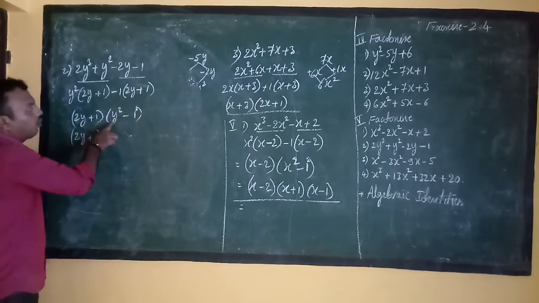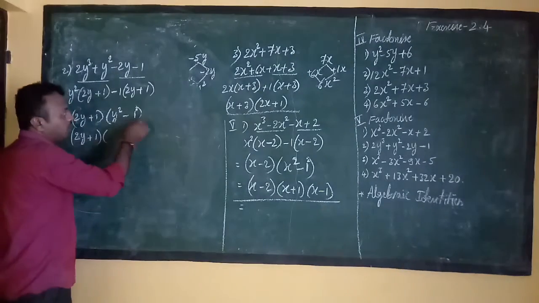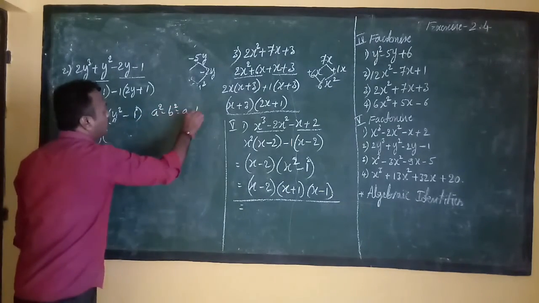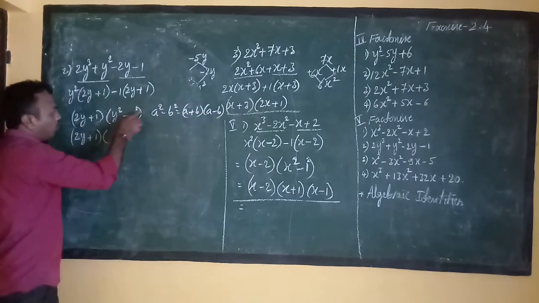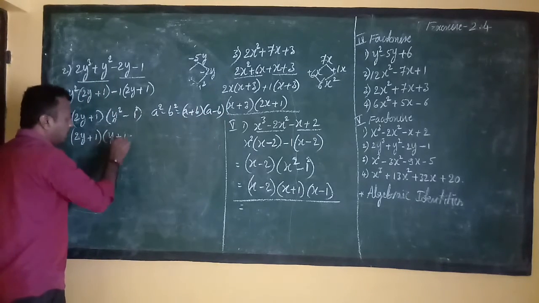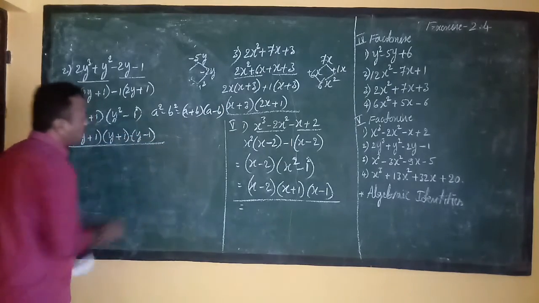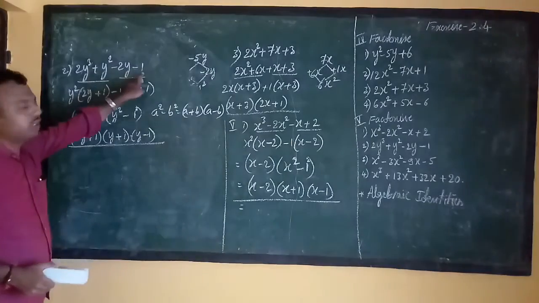So this is in the form of a square minus b square. What is the identity for a square minus b square? It is (a plus b) into (a minus b). So y square minus 1 square can be written as (y plus 1) and (y minus 1). These three are the factors of 2y cube plus y square minus 2y minus 1.